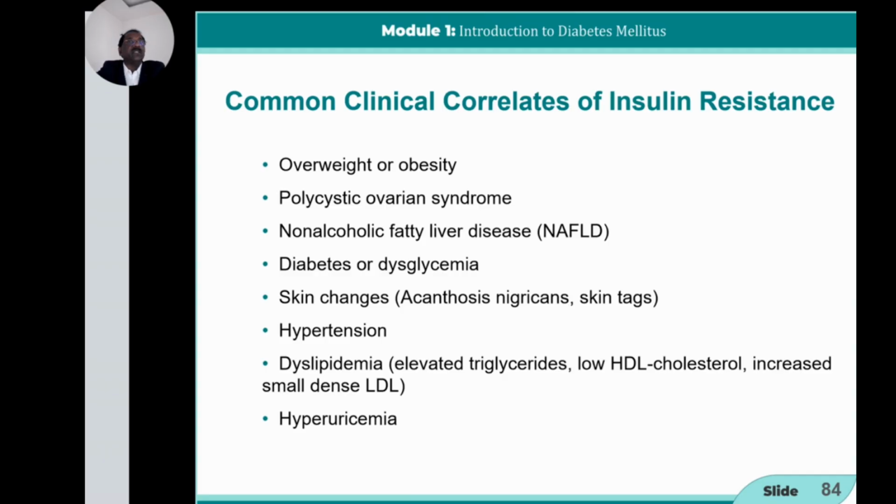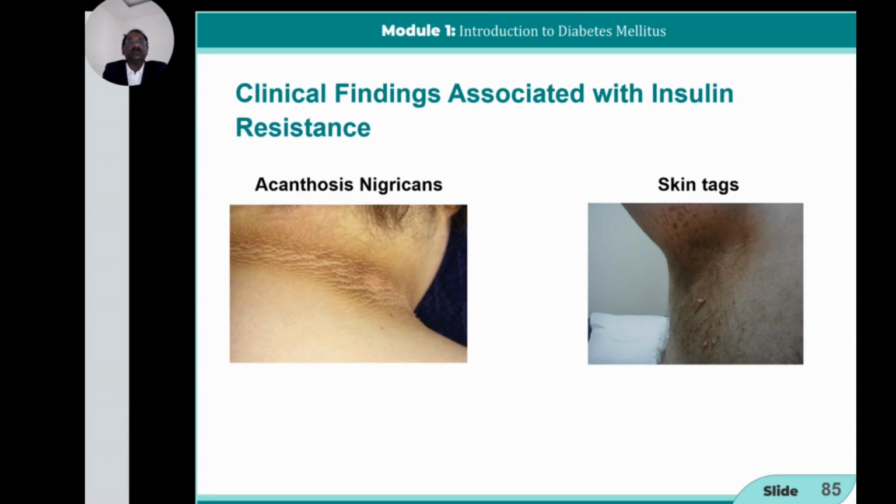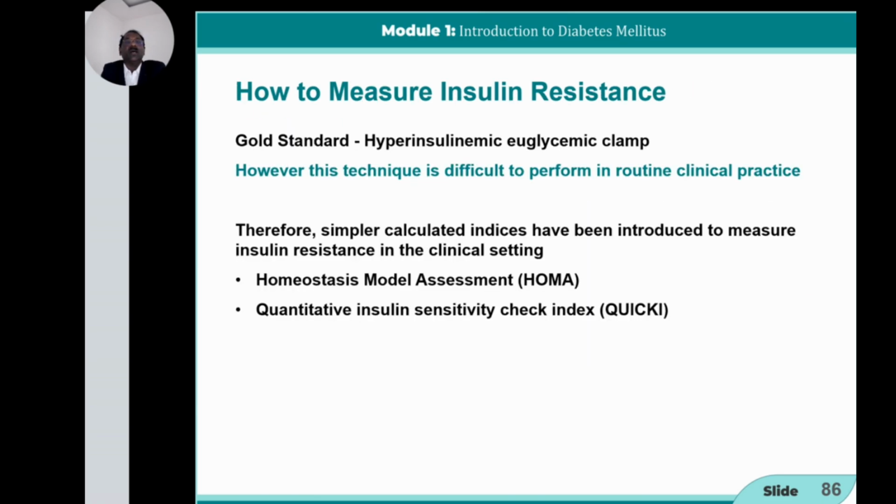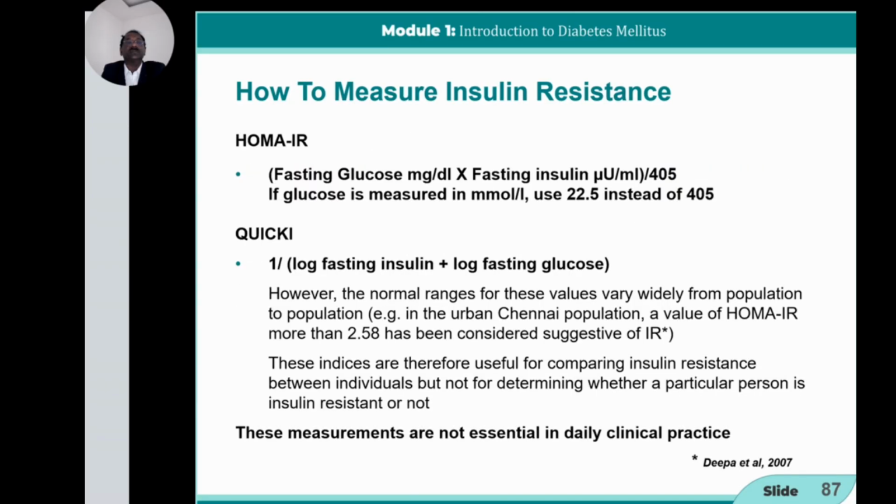Earlier, uric acid meant only gouty arthritis. Now uric acid means hyperuricemia, and means more and more metabolic syndrome also. More obesity, more metabolic syndrome, more uric acid levels. See the beautiful acanthosis nigricans and the skin tags appearing. How to measure insulin resistance? The gold standard is HOMA, homeostasis model assessment, or QUICKI. So this is how they get the values.